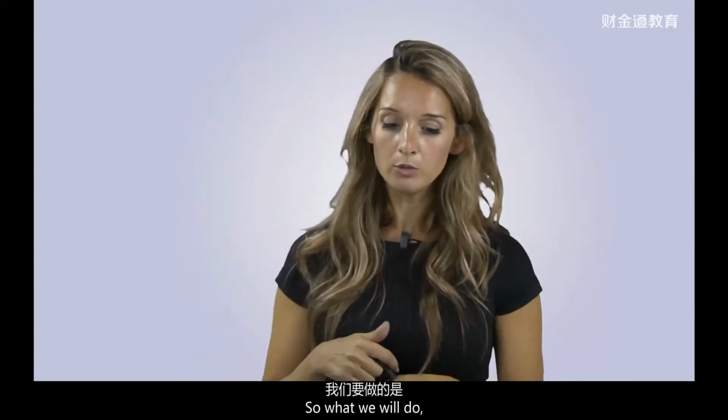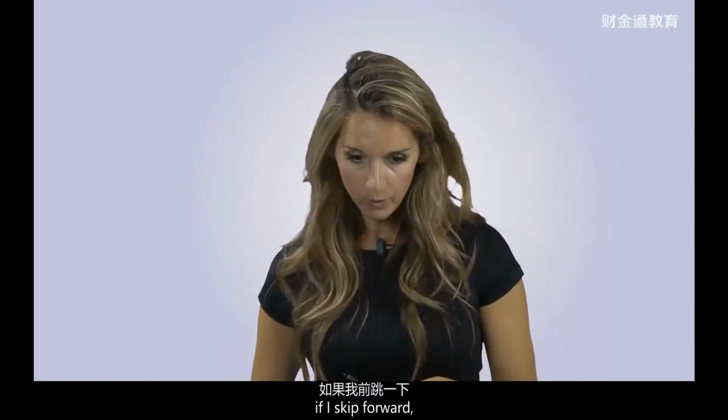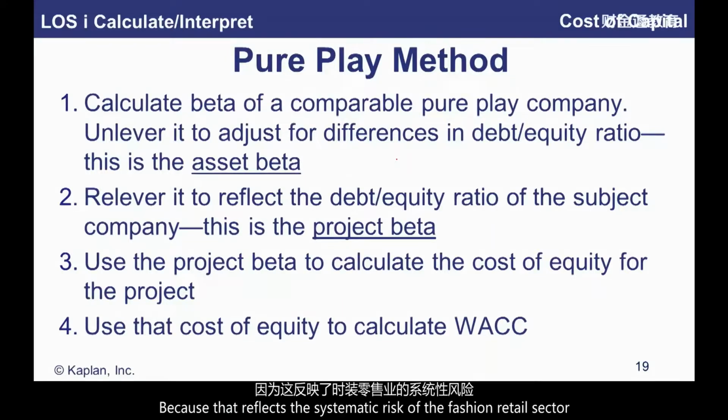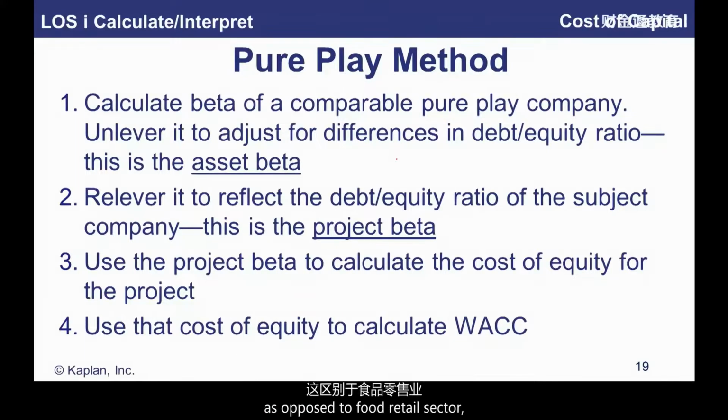So what we'll do, if I skip forward, I think this gives you a little bit more detail. What we'll do is we'll look at that pure play company, the company that purely does what our project's doing, i.e. Gap, and we'll take the beta of Gap, because that reflects the systematic risk of the fashion retail sector as opposed to the food retail sector, which is what our beta takes into account. So we're going to take Gap's beta. The problem is Gap's beta also reflects Gap's current capital structure, their debt to equity ratio. So we need to strip that out.